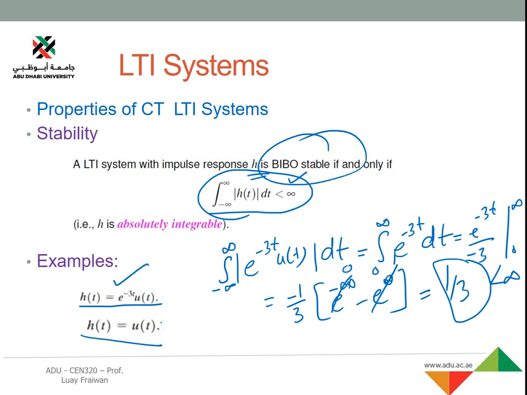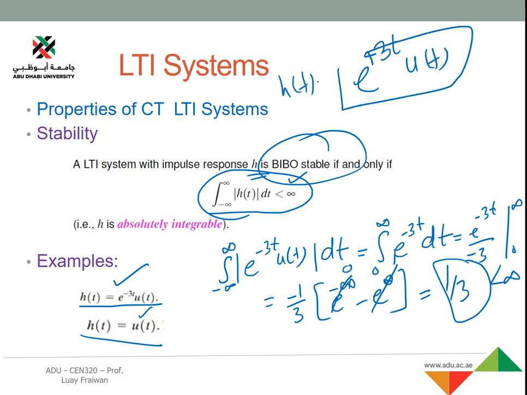So practice this, okay. If the impulse response is a unit step, will it be stable or not? I have another example for you for practice. Let's say this is my input, e to the power positive 3t. Let's say this is the impulse response. So will this LTI system be stable with this impulse response or not? So check. We will also solve this during the live session, okay.